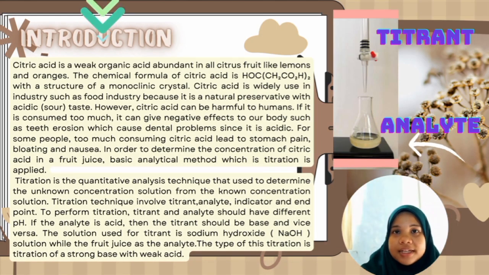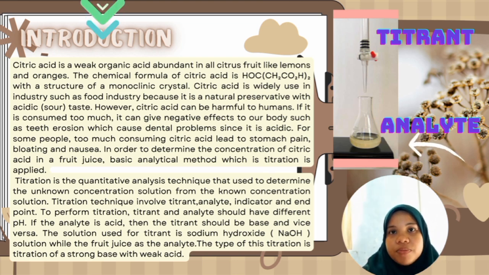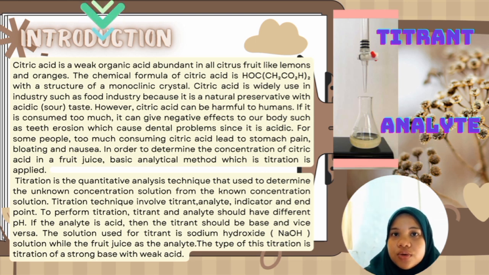In this topic, titration method is applied to determine the concentration of citric acid in a fruit juice. What is citric acid? Citric acid is a weak organic acid that can be found in all citrus fruits such as lemons and oranges. It has a monoclinic crystal structure and is widely used in the food industry as a natural preservative with an acidic taste, which is sour.